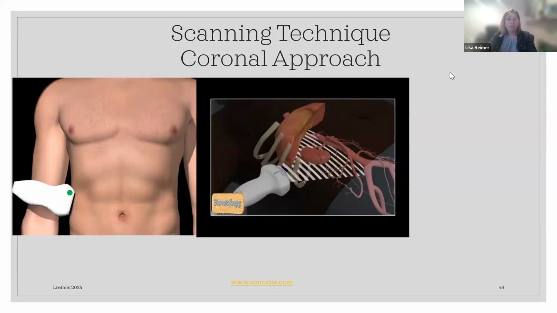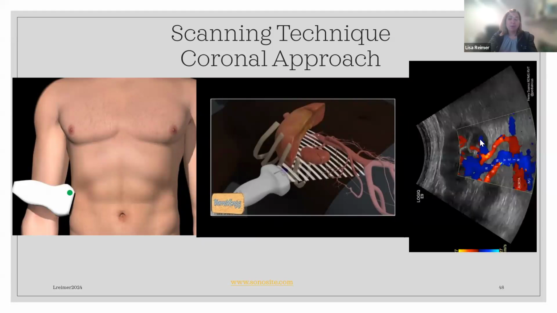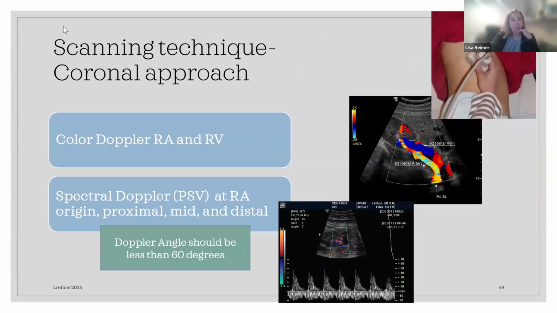So I always refer to this as stacking the anatomy. So your probe is here. So you're coming through here and you're coming through the kidney, and then you're seeing the vessels just on the other side of that. So this is the image that this is projecting. So it is a great way to hopefully get the whole outline of the renal artery and vein. So you'll get color Doppler of the renal artery at origin, prox, mid, and distal. Again, remembering that angle.